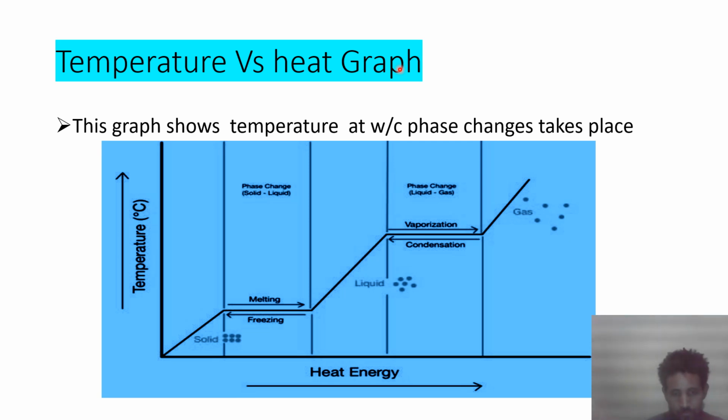Finally, I would like to recommend that students note this is just an example. There are many processes that you need to know, such as crystallization and sublimation, as I told you before. So this is all about the temperature versus heat graph. Okay, next let's move on.